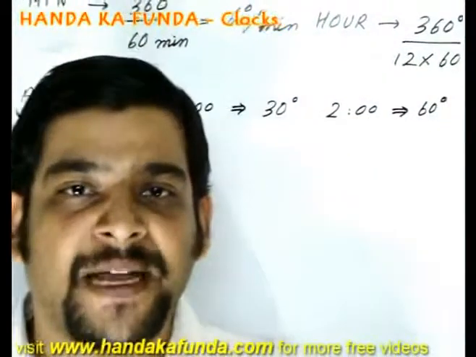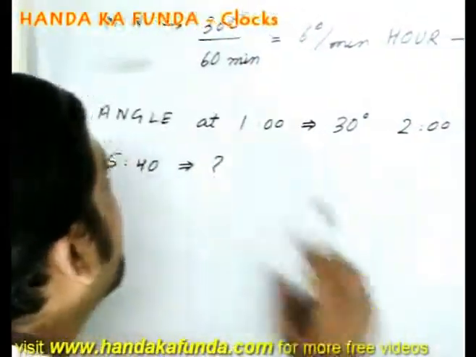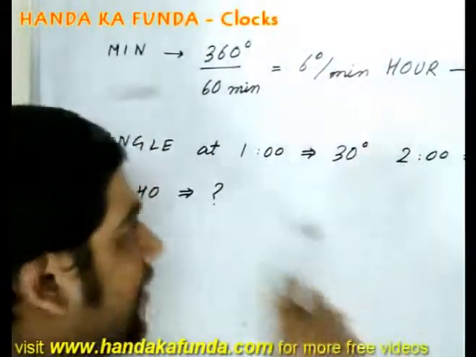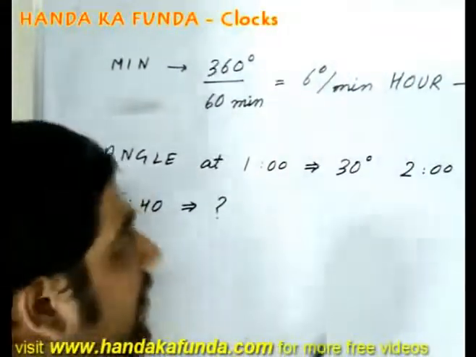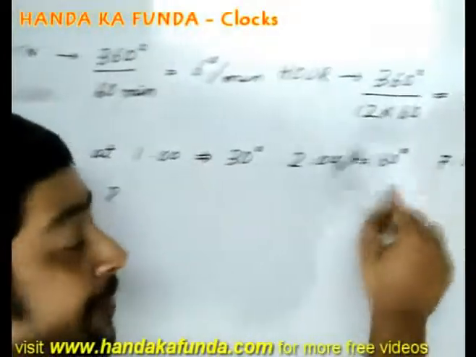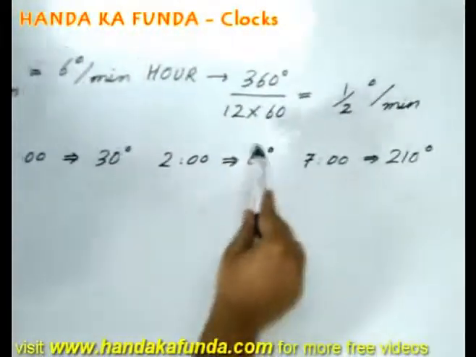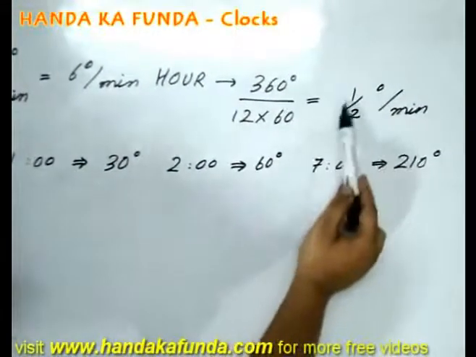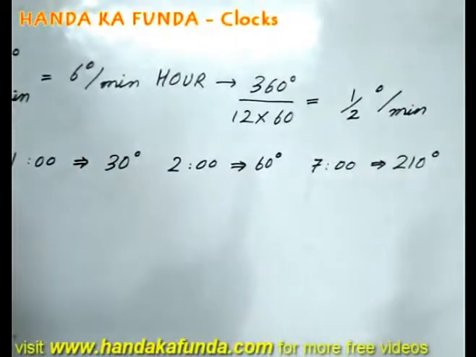Let us figure out the speed of the minute hand and the hour hand. The minute hand moves 360 degrees, or one full circle, in 60 minutes, or 1 hour. So its speed will be 6 degrees per minute. The hour hand, on the other hand, makes one full circle in 12 hours, or 12 into 60 minutes. So that is 360 by 720, or half a degree per minute.